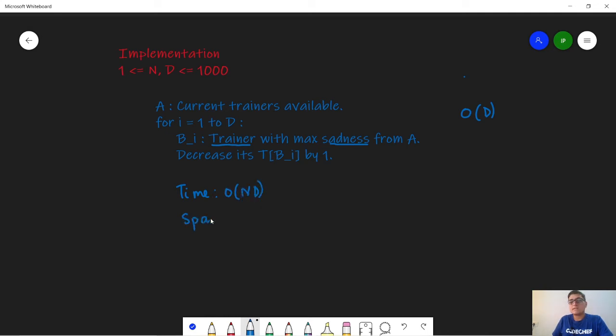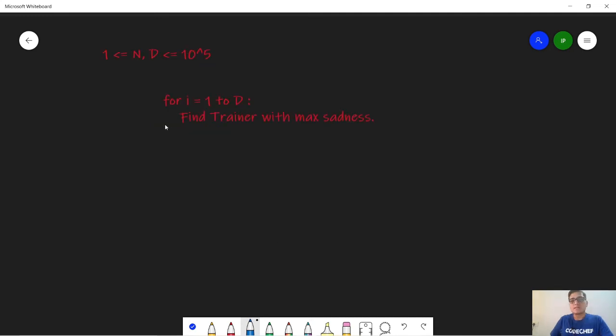The space complexity is order of n because we have to store n trainers, and to calculate we do not require any other extra memory. So this will pass the first subtask, however will fail for the second one. For the final subtask, we can improve this operation of finding the trainer with maximum sadness.